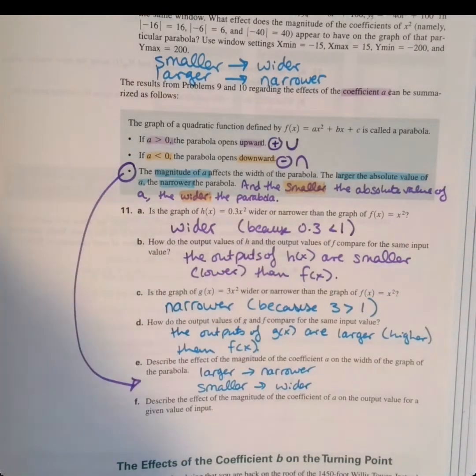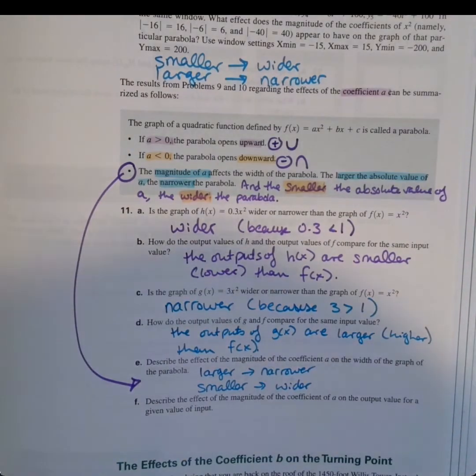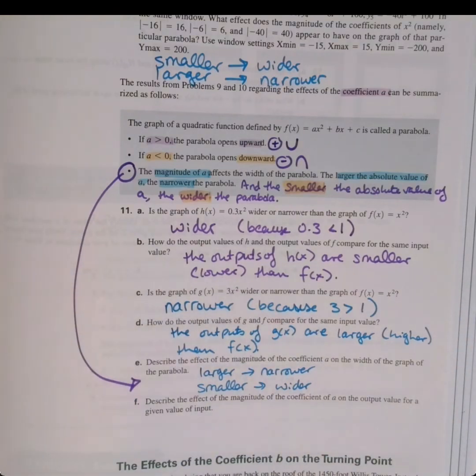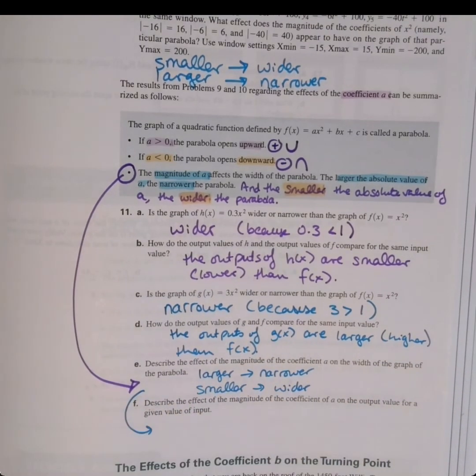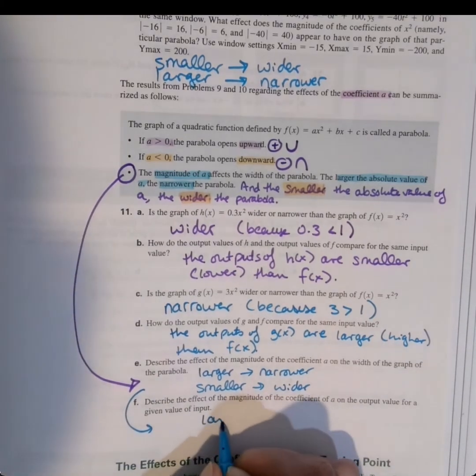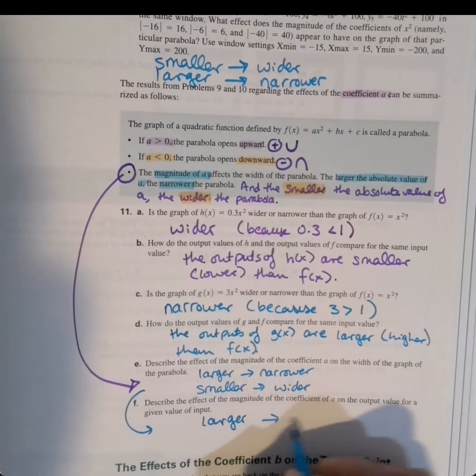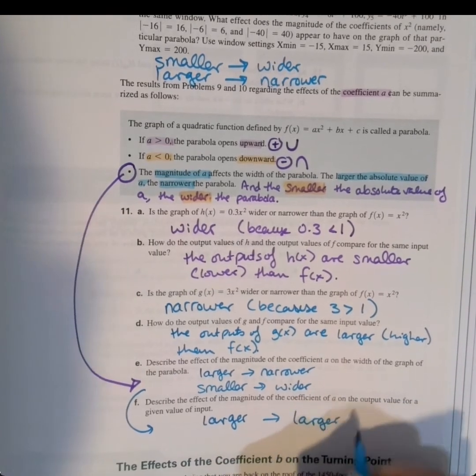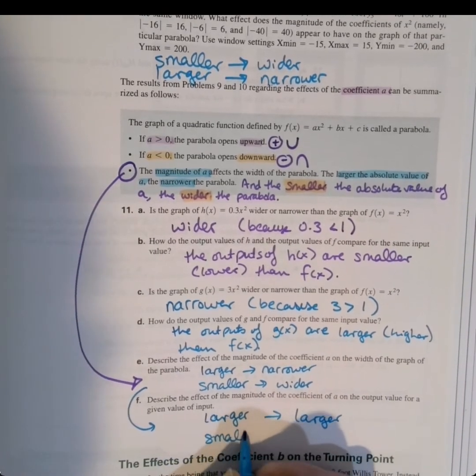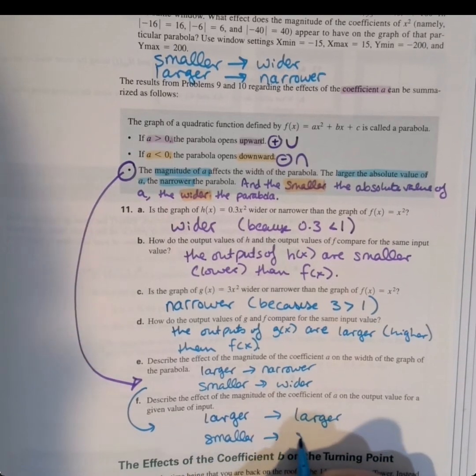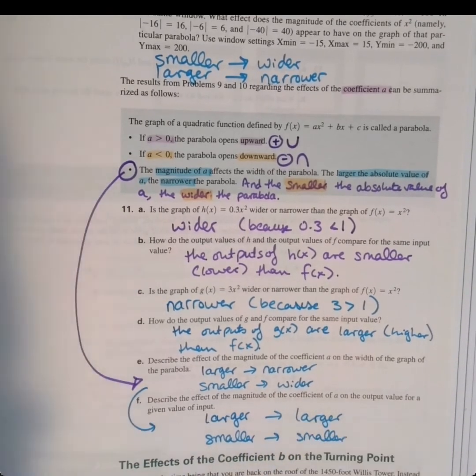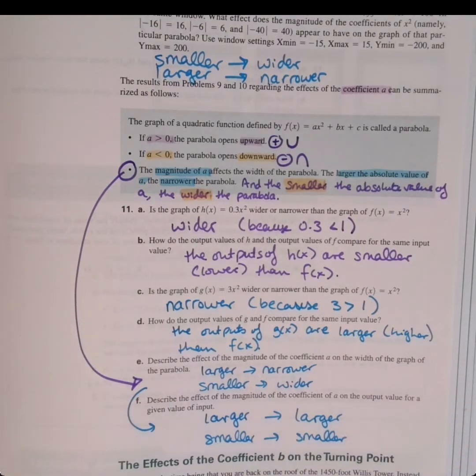All right, and describe the effect of the magnitude of the coefficient A on the output value. Okay, so instead of phrasing this in terms of narrower or wider, we can phrase this in terms of larger and smaller. So the larger the magnitude, the larger the output, and the smaller the magnitude, the smaller the output. Okay, so that talks about A.